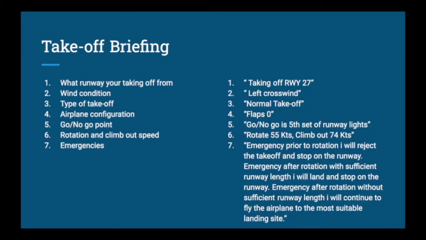An example of the takeoff briefing here, we have taking off runway 27, the wind's a left crosswind, we're doing a normal takeoff with flap 0. The go no-go point is our 5th set of runway lights. We'll rotate at 55 knots, climb out at 74, and any emergency prior to rotation, you're going to reject and stop on the runway. An emergency after rotation with enough runway, we're going to land and stop back on the runway. And an emergency after rotation without sufficient runway, you're going to continue to fly the airplane and land in the most suitable site straight ahead.